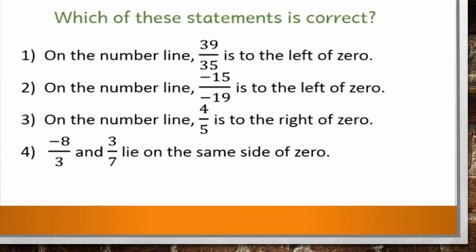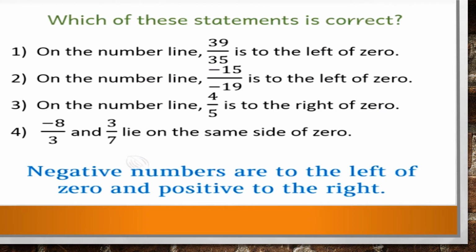Next statement that we have is minus 8 upon 3 and 3 upon 7 lie on the same side of 0. And this, I don't think it is true. Is it? Minus 8 upon 3, ये तो नेगेटिव नंबर है, और 3 upon 7 इज अ पॉजिटिव नंबर. ये दोनों नंबर्स एक ही साइड पे कैसे आ सकते हैं 0 के? सो लेट अस क्विकली चेक.